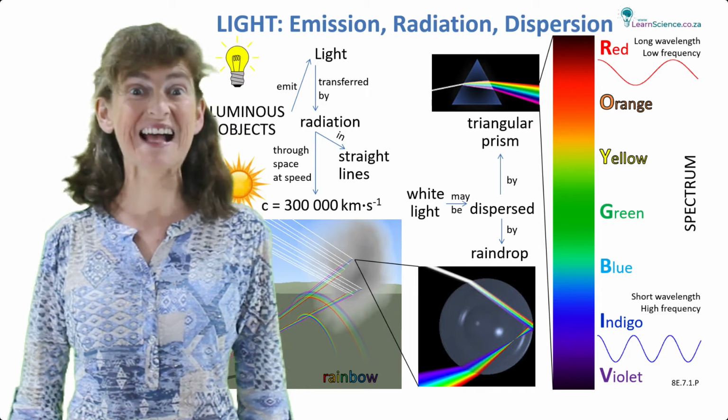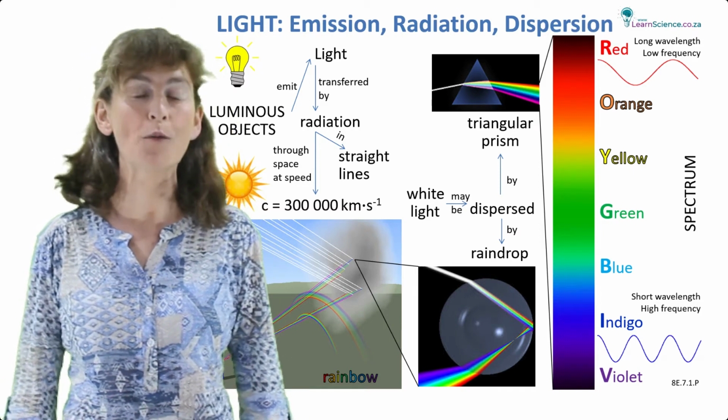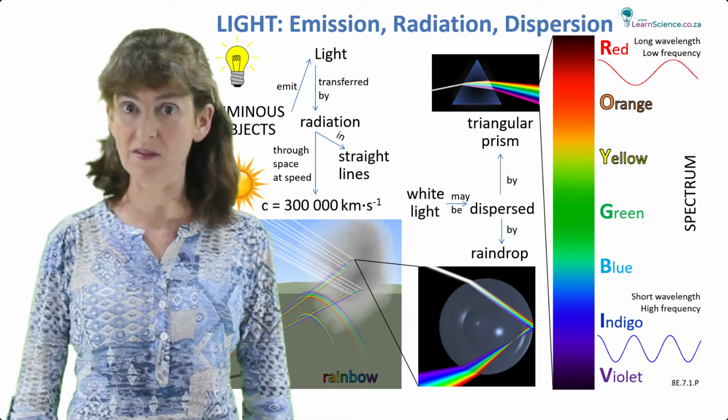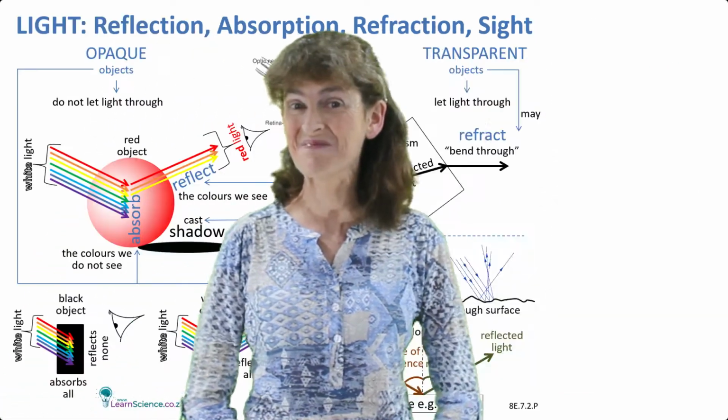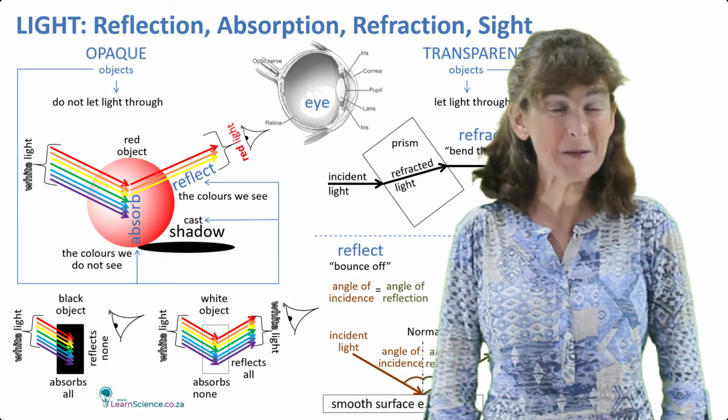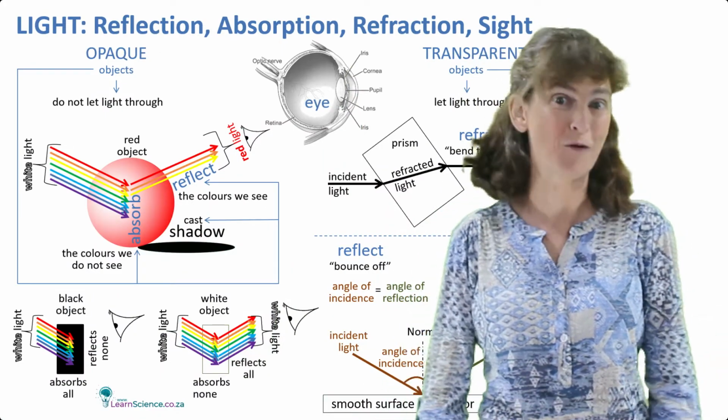In the previous movie, we discussed light emitted from luminous objects and the 7 colors of light, which together make up white light. In this movie, we speak about objects which don't give off light.